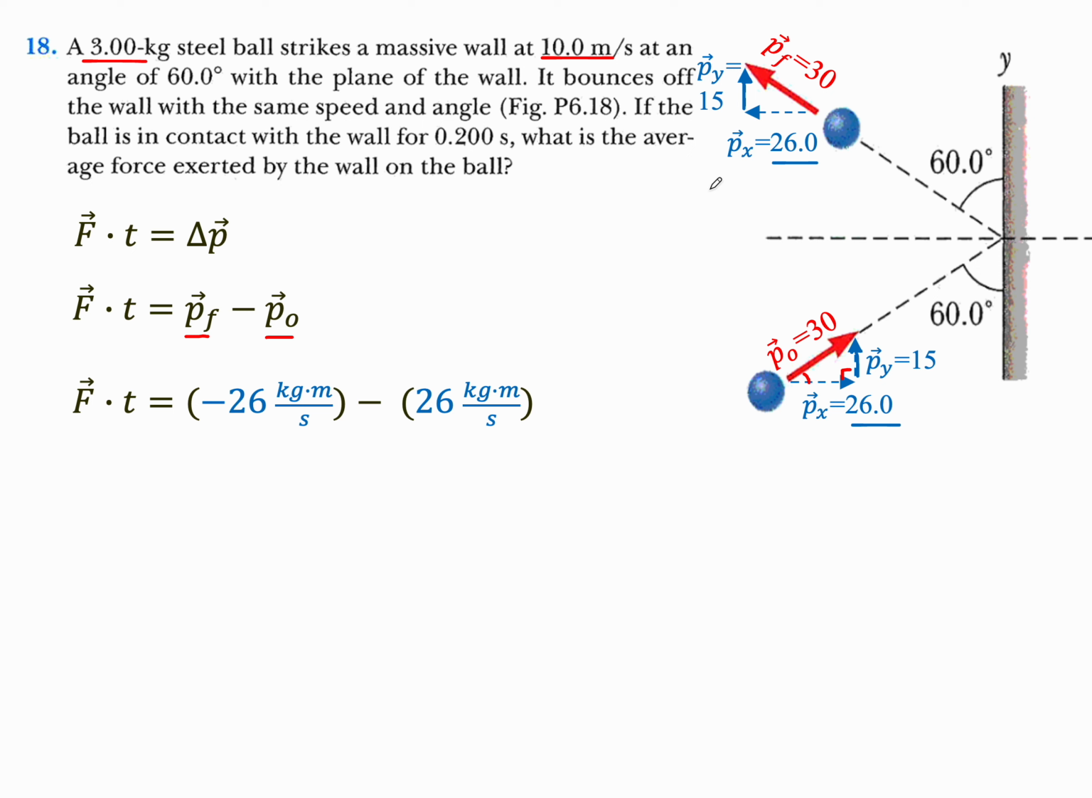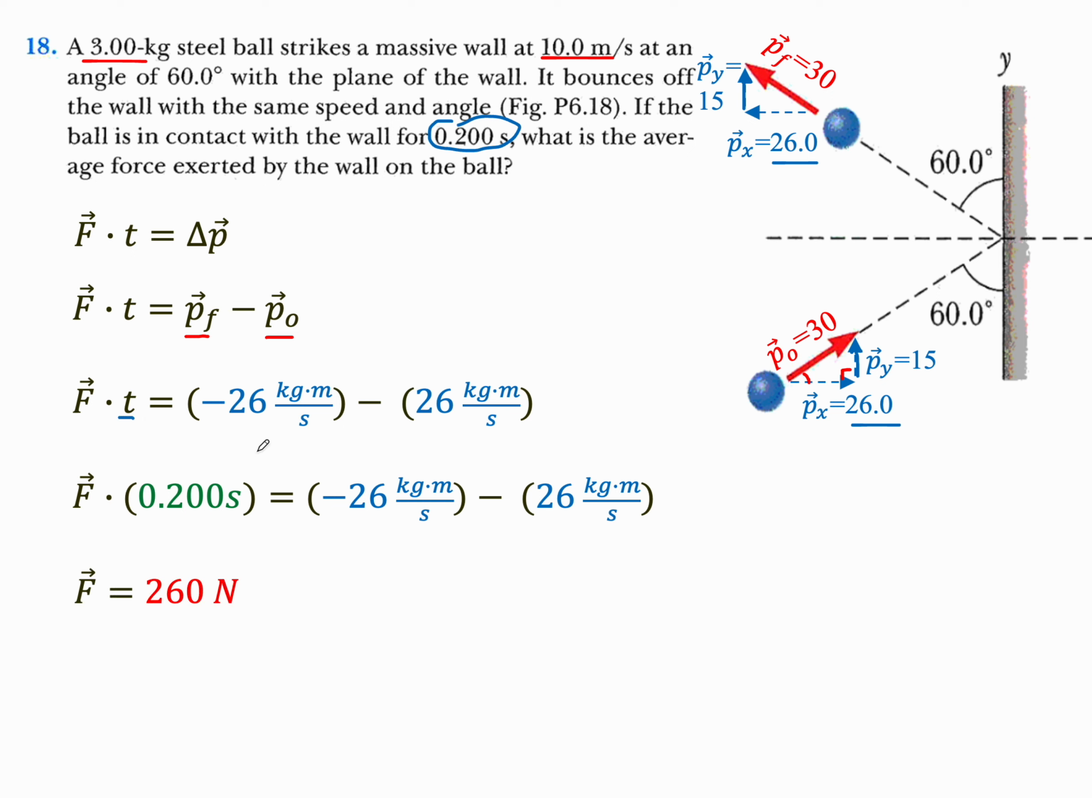So the final is negative 26, because it's moving towards the left. Initial momentum towards the right, 26. Negative 26 minus 26, of course, is going to be negative 52. But I'm going to go ahead and plug in the time. We know that it's in contact with the wall for 0.2 seconds, so I can plug that in for time over here. And we can actually solve for the force, which in this case is going to be about 260 newtons.